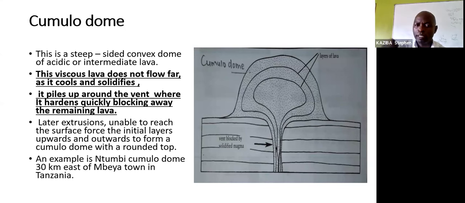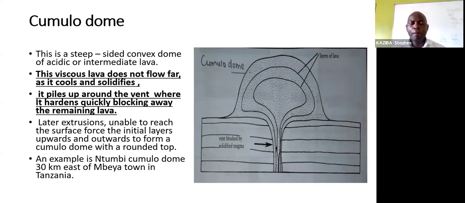Now, how was it formed? Nature of eruption, you talk about viscous lava. Viscous means very sticky, very thick, and it is extruded. It is extruded and it piles around the vent. And because acidic lava is known for cooling very fast, the outer part cools very fast, while the inner part remains fluid. Now, what happens when another eruption occurs?